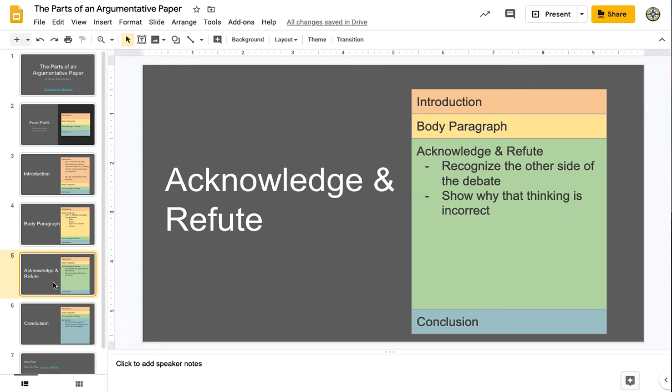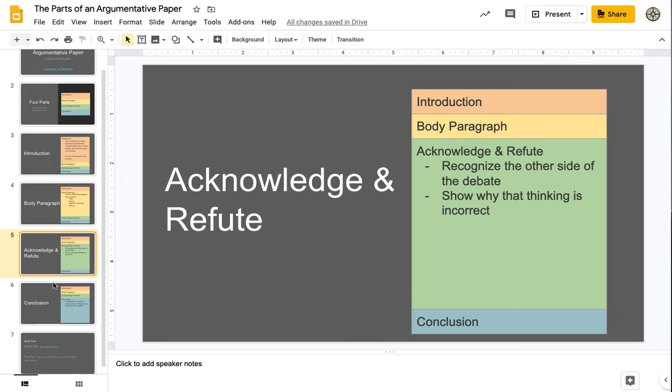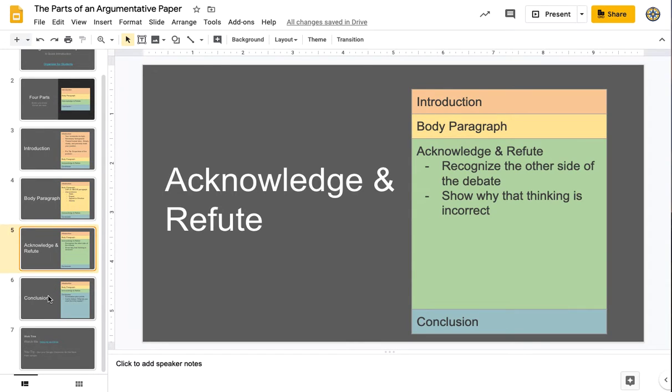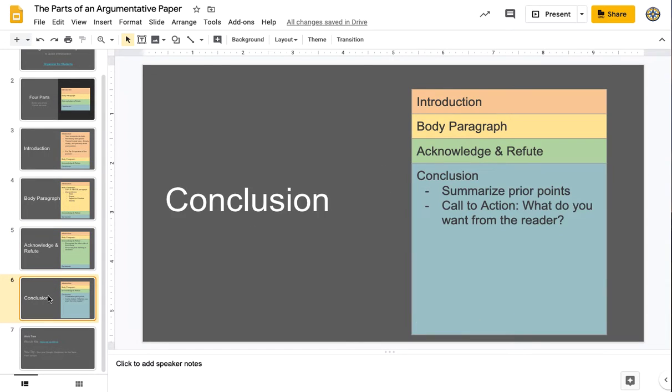That's a great technique. It's much better than just throwing yourself on the floor and crying if you don't get your way, right? Let's talk about the fourth and the final paragraph in your paper. It's the conclusion. And a conclusion does what conclusions always do. First, they summarize what you have already written.